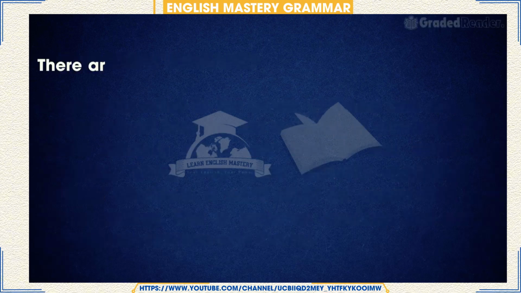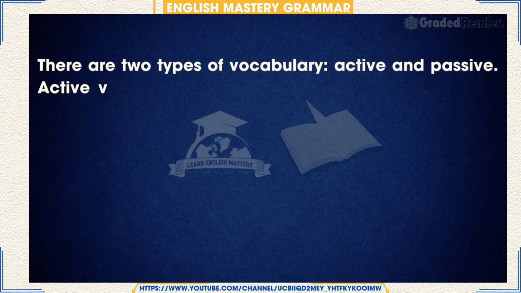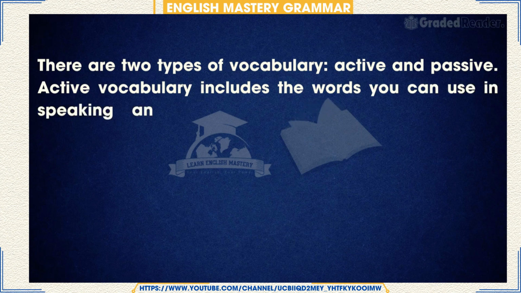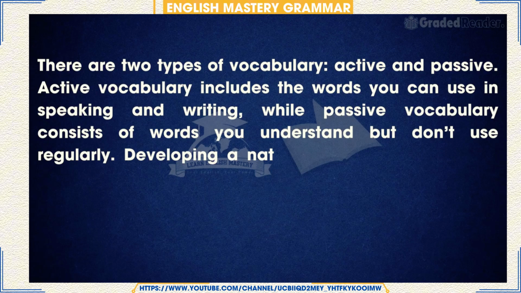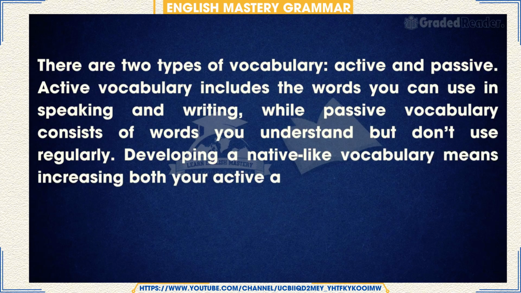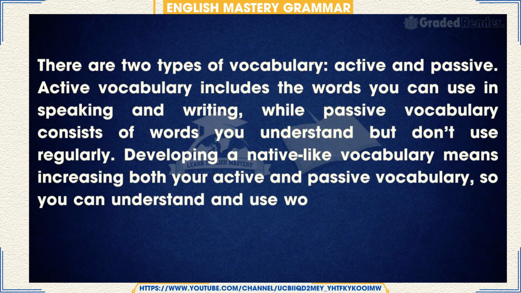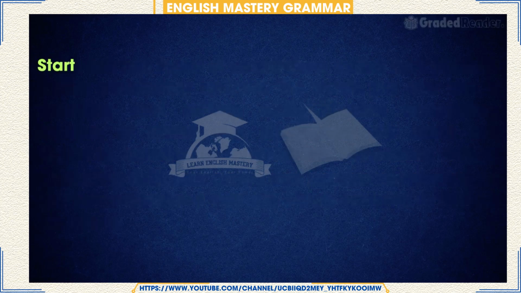There are two types of vocabulary, active and passive. Active vocabulary includes the words you can use in speaking and writing, while passive vocabulary consists of words you understand but don't use regularly. Developing a native-like vocabulary means increasing both your active and passive vocabulary so you can understand and use words correctly in various situations.